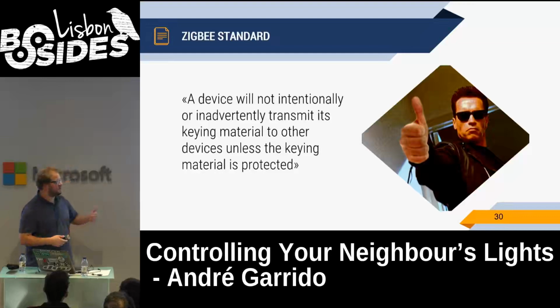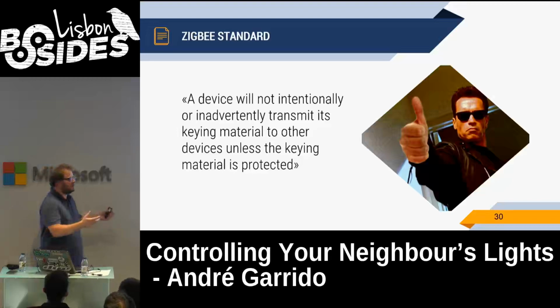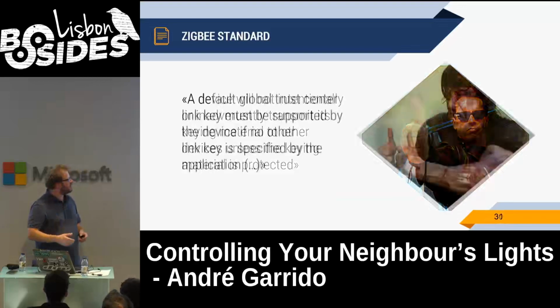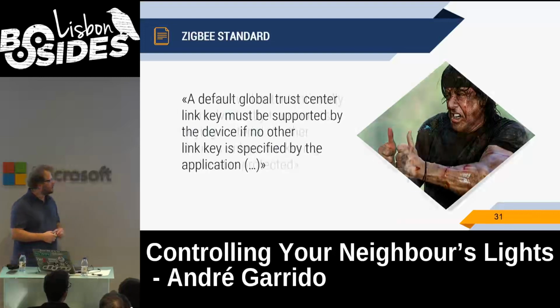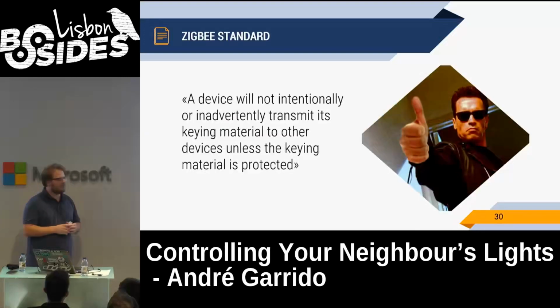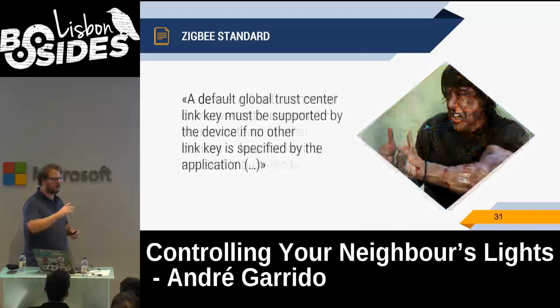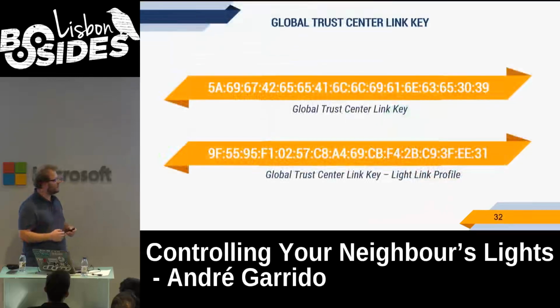And as Schwarzenegger says, this is very cool because your key material should never go unprotected anywhere. The problem is that some paragraphs after this, you have this: a default global trust center link key must be supported by the device if no other link key is specified by the application. So, on one hand, you say that you can't share your keys and you can't share your key material without protection. But on the other hand, you say, if you don't have a link key defined by yourself, you have this one that you can use, and it's written in the standard.